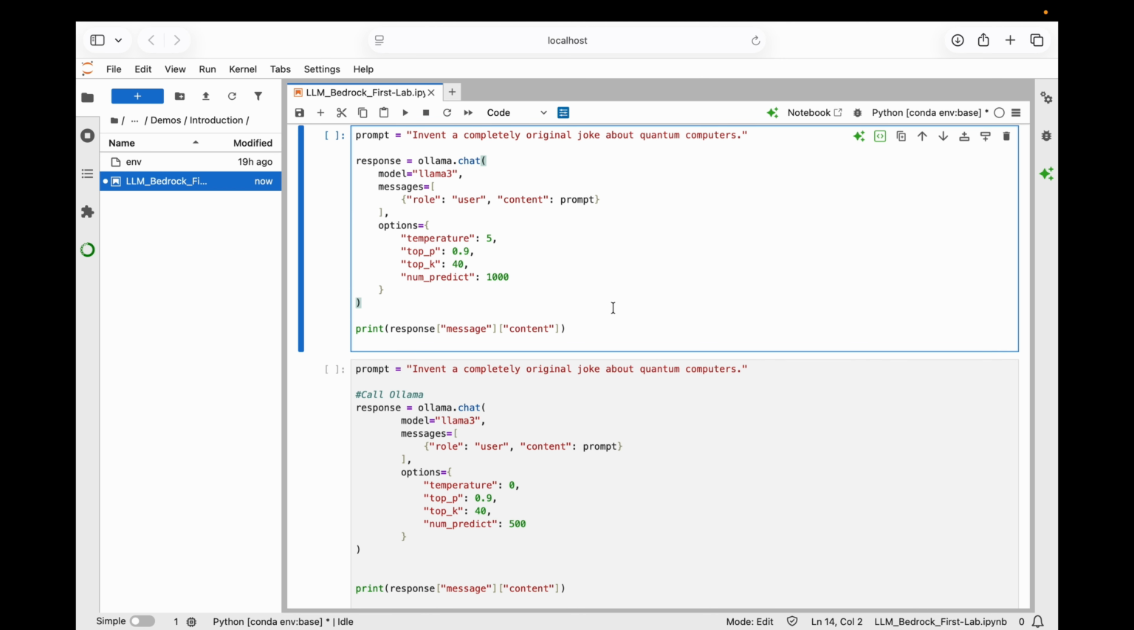Now let us explore the inference parameters that we talked about. Different model providers provide different ranges of values for temperature. Some providers, such as OpenAI and Google, support 0 to 2 as the range, whereas Anthropic supports 0 to 1 as the range. Ollama supports anywhere from 0 to 5. So let us try this call with a temperature of 5. Top P is 90%, top K is 40, and the maximum length of output tokens is 1000.